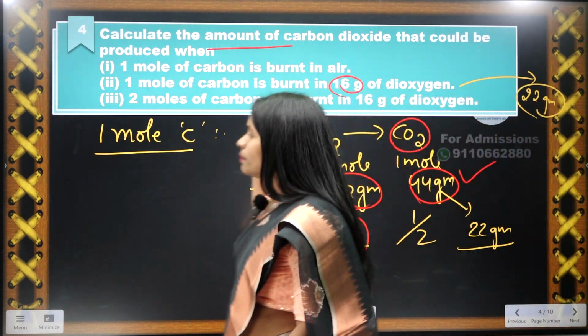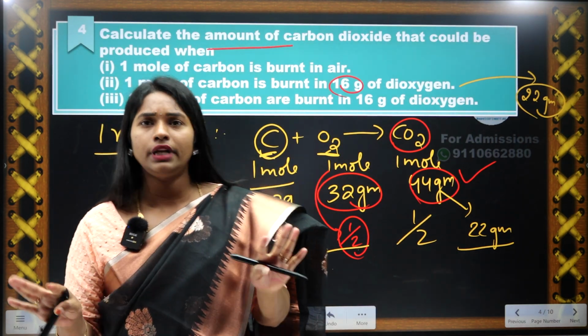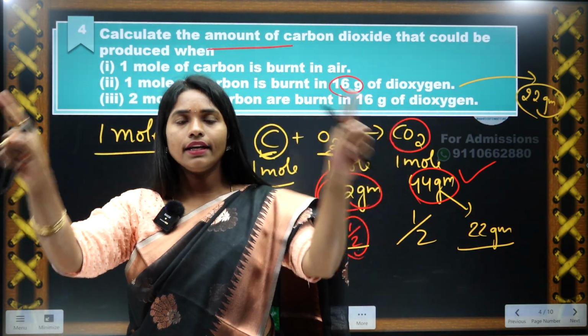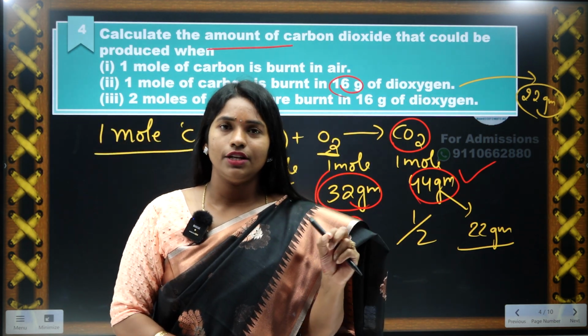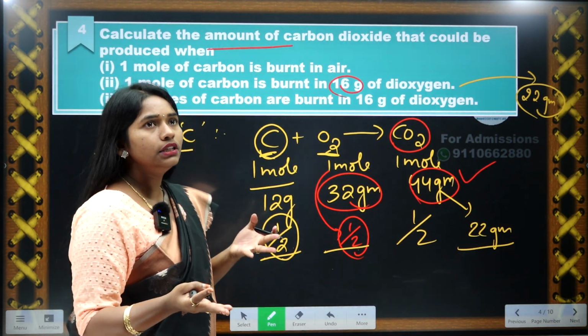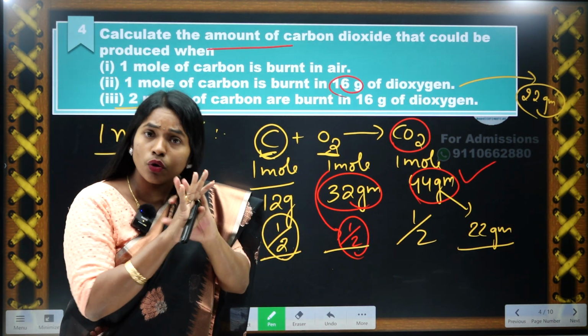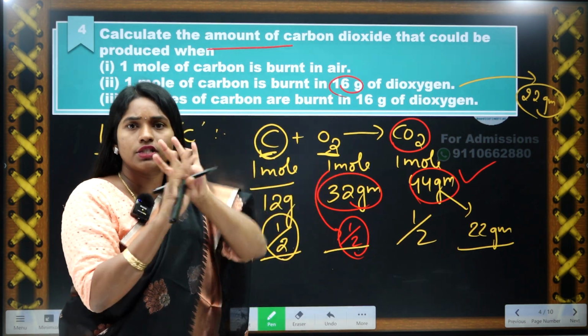2 moles of carbon are burnt in how many grams? See, however many moles you take, they are always reacting in a 1:1 ratio. This is a question based upon limiting reagent. 2 moles of carbon is the excess reagent, because we don't need carbon 2 moles. 1 mole carbon reacts with 1 mole of oxygen, that's it.